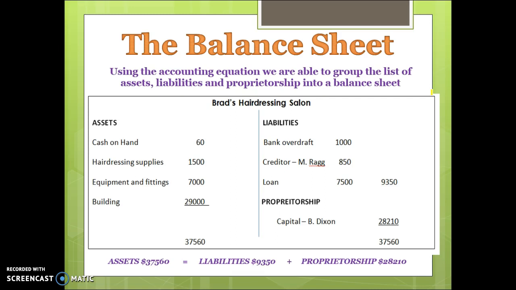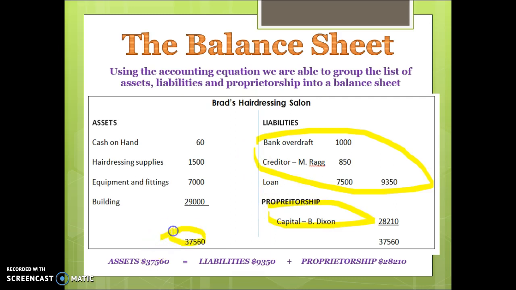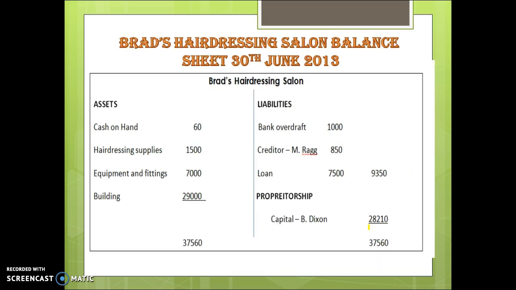So this is looking at Brad's hairdressing salon. On the left-hand side, we have all the assets of the business. On the right-hand side, we have all the liabilities, or all the money that they owe to external parties, plus what the business is worth to the owner himself. So once we've got our assets, which are 37,560, we minus our liabilities, so the amount we owe others, which is 9,350. The rest, the 28,210, is the owner's share of the business once he's paid back his liabilities or her liabilities.